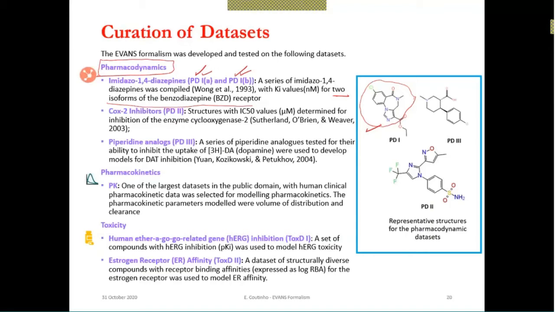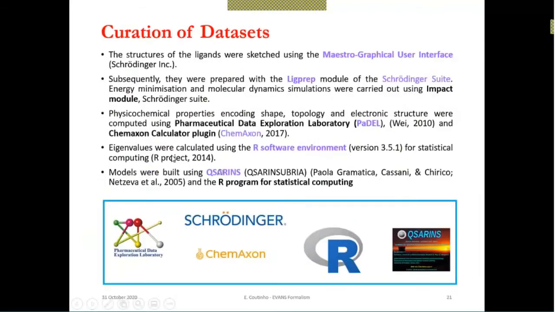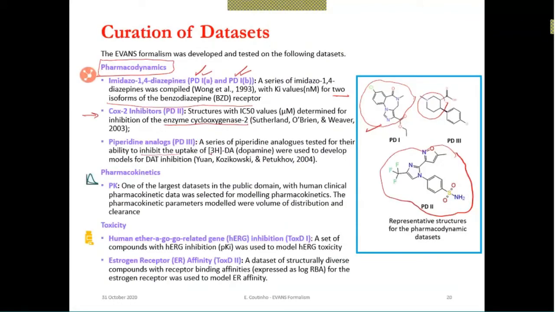The second data set is a COX-2 data set of inhibitors, with this type of structures. These molecules have been tested for inhibition of the COX-2 enzyme. And the third data set is these piperidine analogs. These piperidine analogs inhibit the uptake of tritium dopamine, and these models were developed to understand dopamine inhibition by the dopamine transporter.